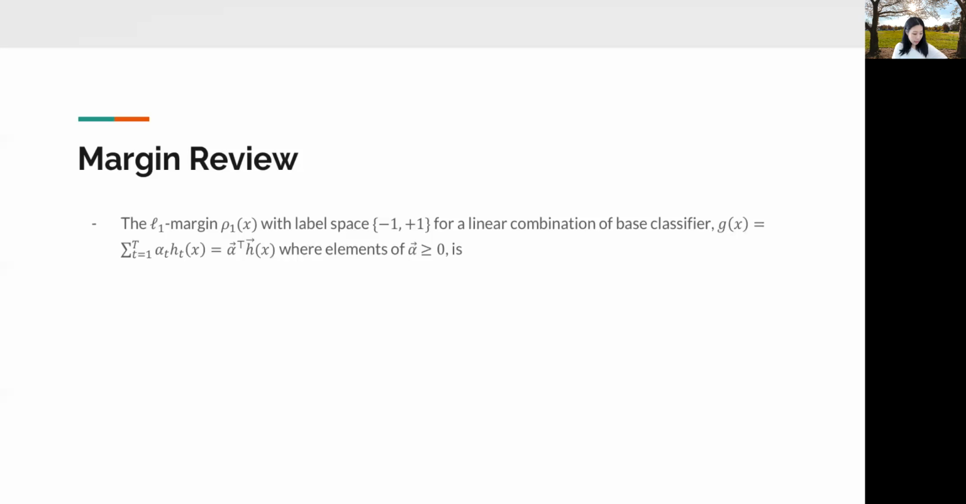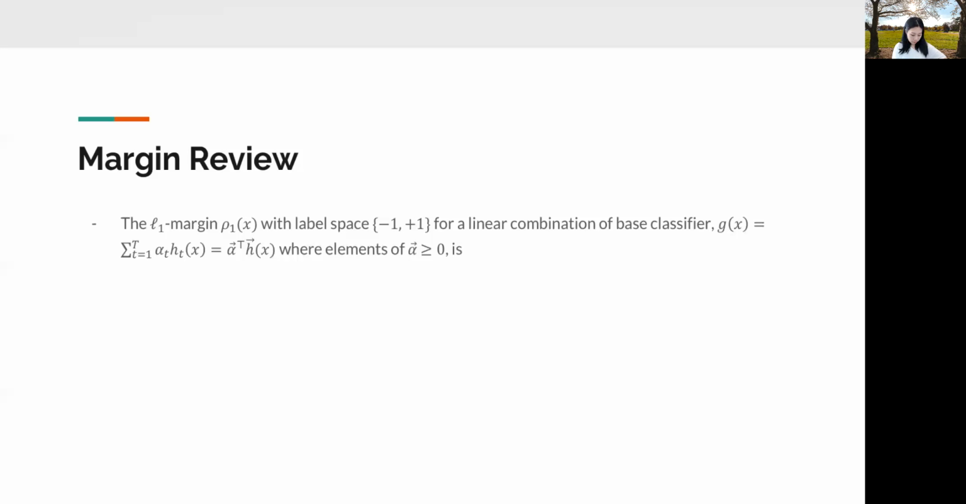So this g of x is a linear combination of the base classifiers h_t of x. t is the index of the base classifiers, and you have capital T such ones. If you consider this, it is nothing but an inner product. So you can write it in vector form, putting the coefficients alpha_t into a vector alpha, and the base classifiers into a vector h of x. Then it becomes the inner product between the coefficient vector and the base classifier vector. Of course, the elements of alpha have to be greater than or equal to 0.